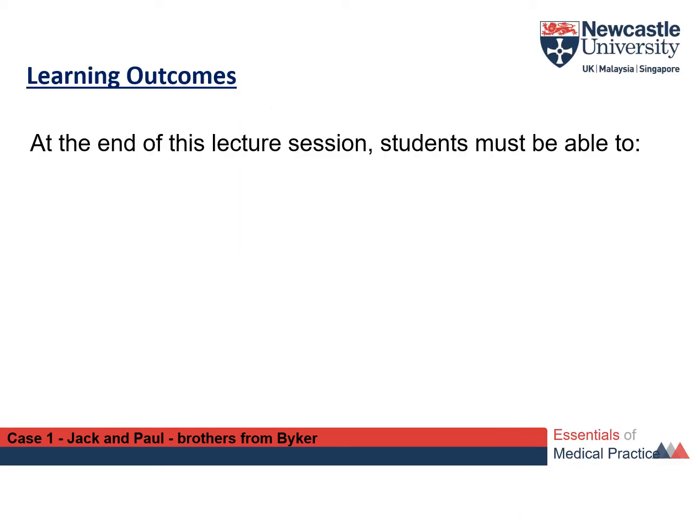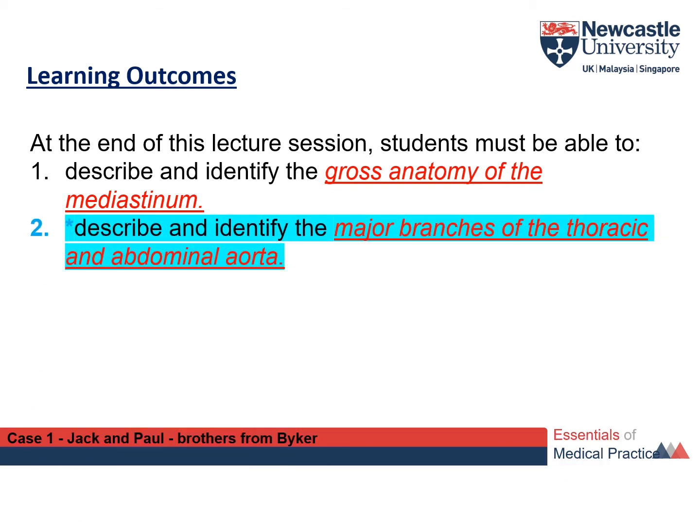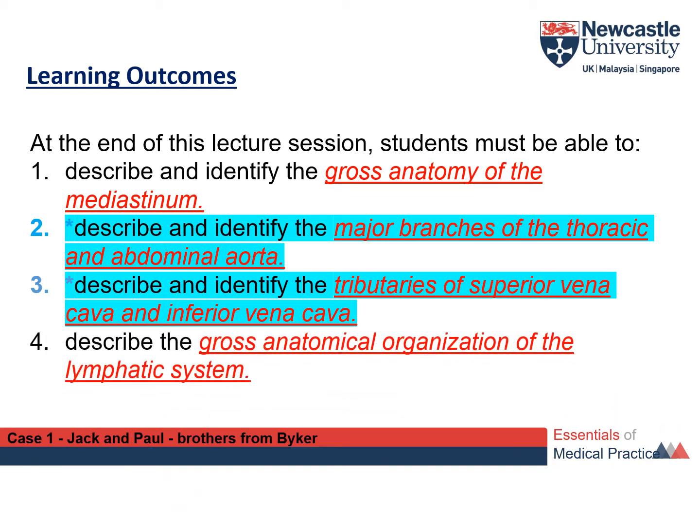My second slide is all about the learning outcomes. So for the topic for today, these are my learning outcomes. Describe and identify the gross anatomy of the mediastinum. Describe and identify the major branches of the thoracic and abdominal aorta. Describe and identify the tributaries of the superior vena cava and inferior vena cava. And then last but not the least, describe the gross anatomical organization of the lymphatic system.